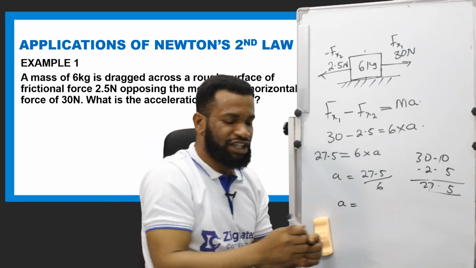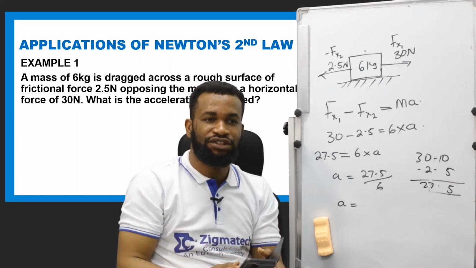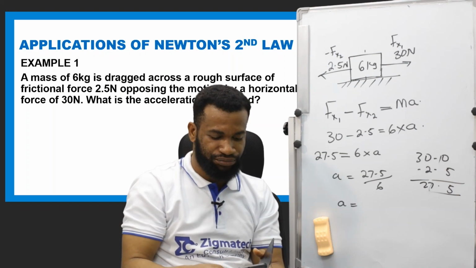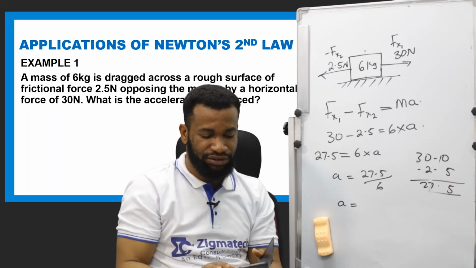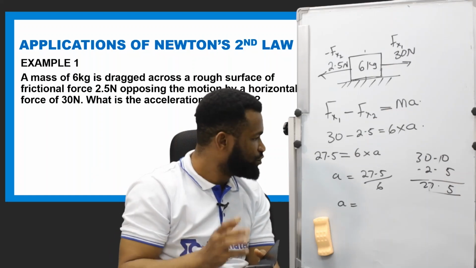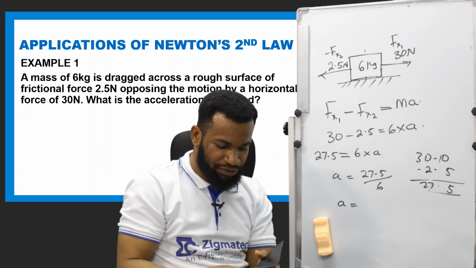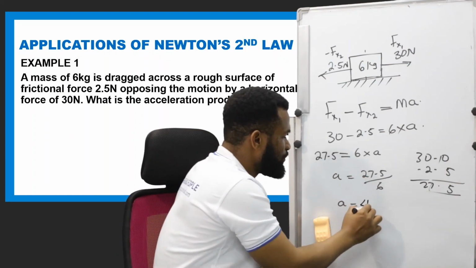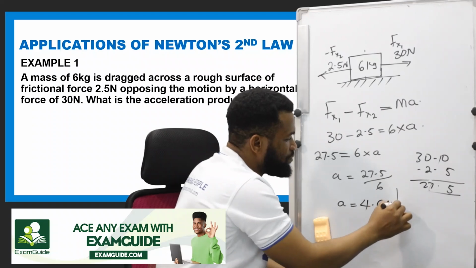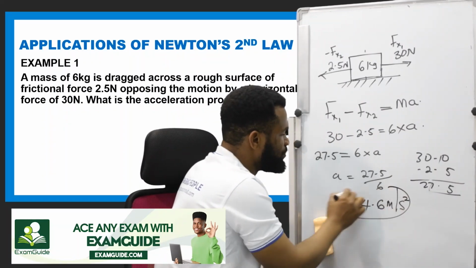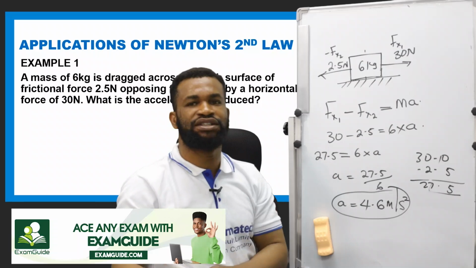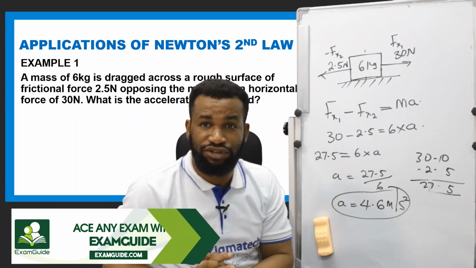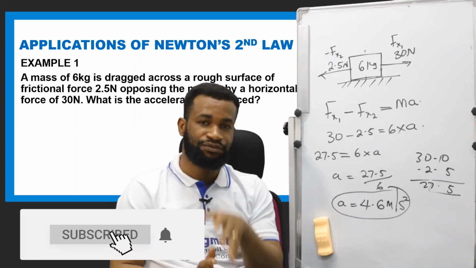Then the acceleration, that means the acceleration with which the body is moving in that direction. So if you have 27.5 divided by 6, we have 4.6 meters per second square. You need to put the unit of the acceleration. So that is the acceleration produced as the body is moving in that direction, according to Newton's second law of motion.